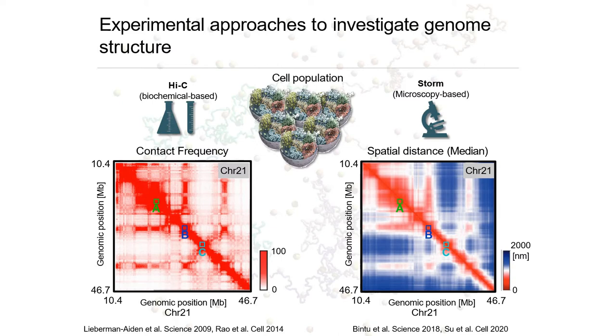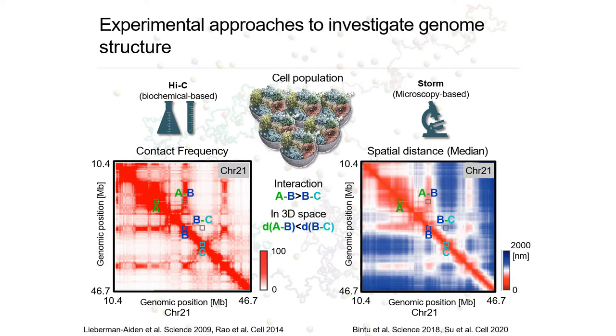A couple of years ago, this technology was improved with microscopy, and we have a data structure similar to the one in Hi-C, but instead of contact frequencies, we can study spatial distances. And this is the STORM technique, an example data set of which is shown here.